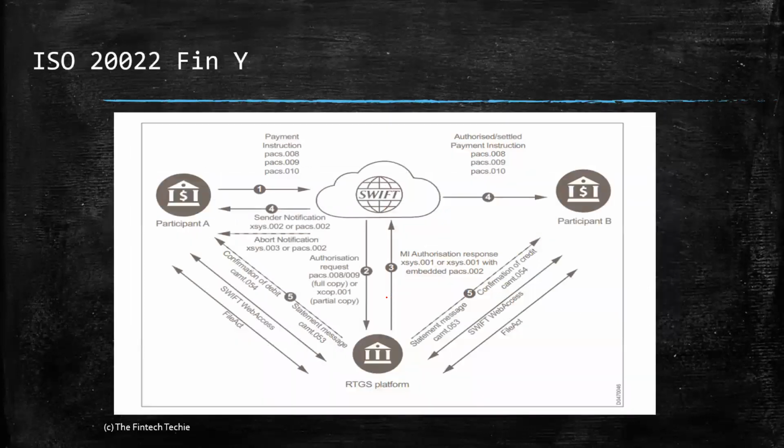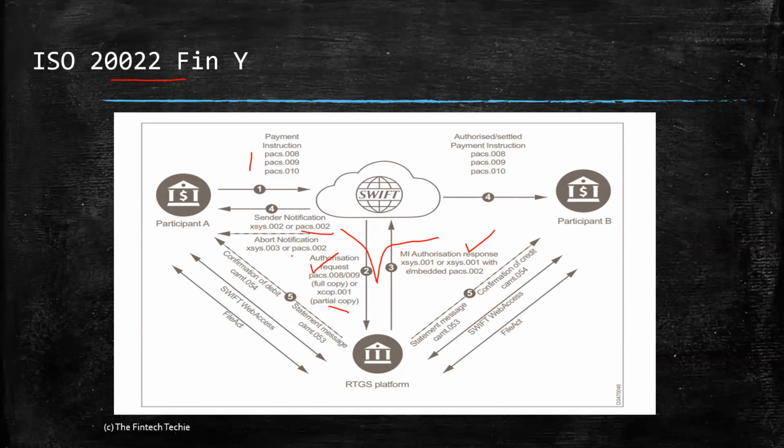Similarly, we know that Swift is translating to ISO 20022, and we have a Y-Copy equivalent there as well. Instead of an MT103 or MT202, we have a pacs.008 or pacs.009. A copy of the message is sent to the RTGS platform. This is the authorization request, and that is the authorization response. The messages are specified here. If it is a success, it will give you a pacs.002.